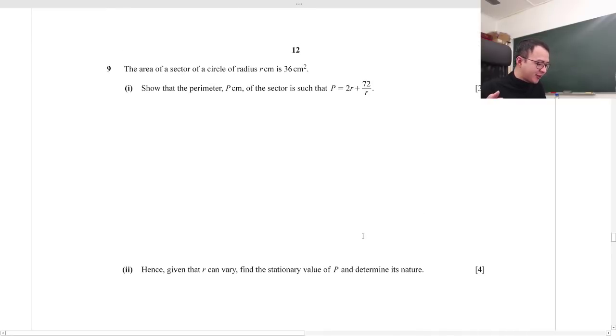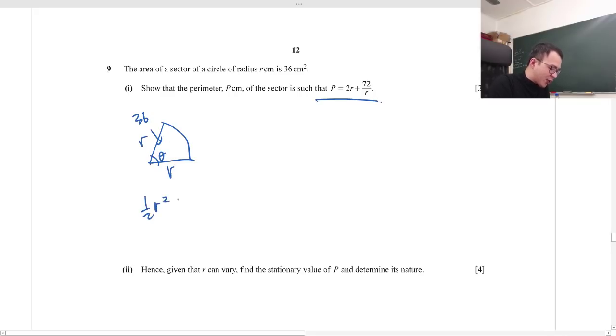The area of a sector of the circle, radius r. Okay, so we have a sector here, and the area over here is 36. You show that the perimeter is this one. So this is r, this is theta. From here, I know half r squared theta equals 36, because this is the formula for the area of a sector. And then the arc length is r theta. So the perimeter is basically 2r plus r theta.